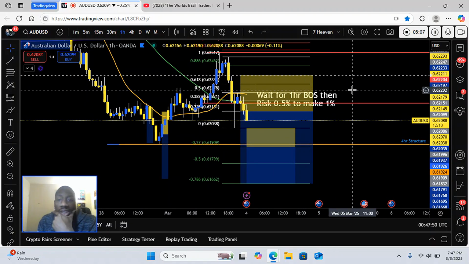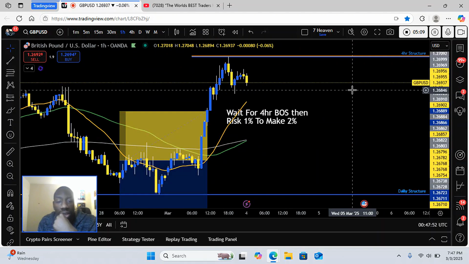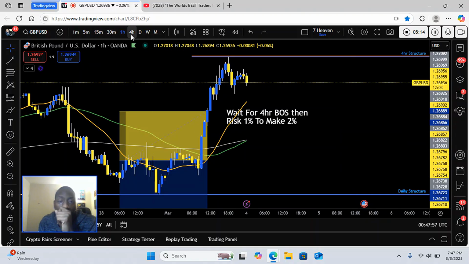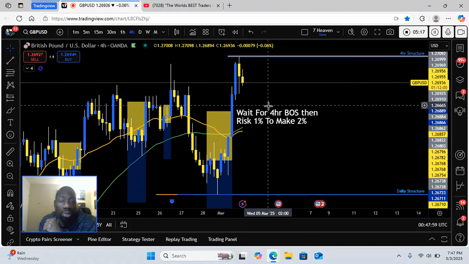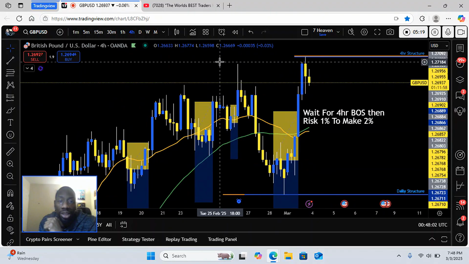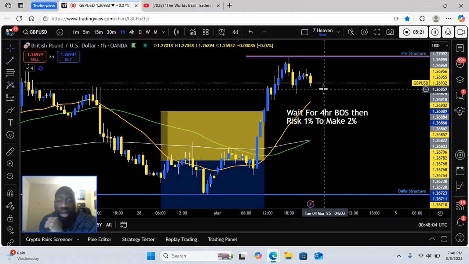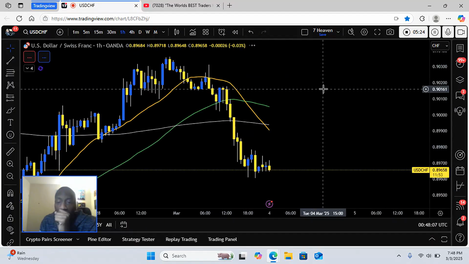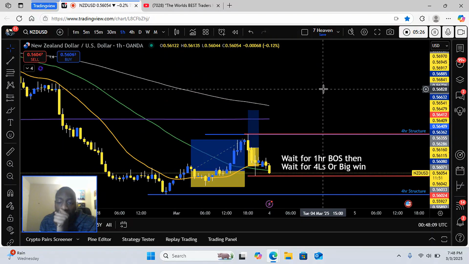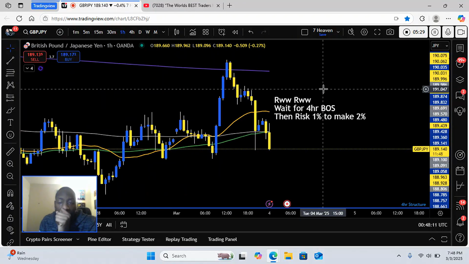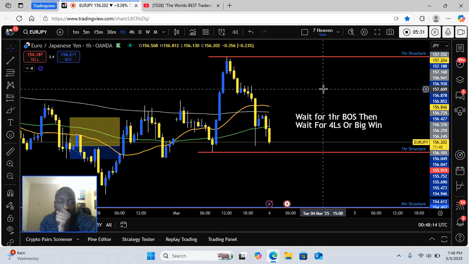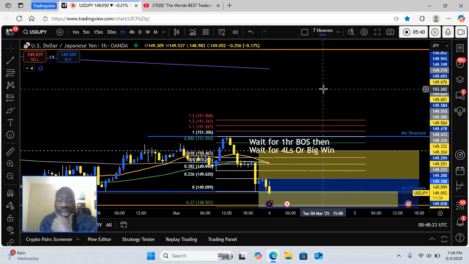That's AUD USD. Next, this pair, we're waiting for the 4-hour to break structure, and then we'll all be risking the 1% to make 2% on GBP USD. So I ain't gonna get too in debt with that one because there's other things I need to put in. This is a breaker structure that happened. I'm waiting for 4 L's or a big win out on that one. So yeah, we're just chilling.